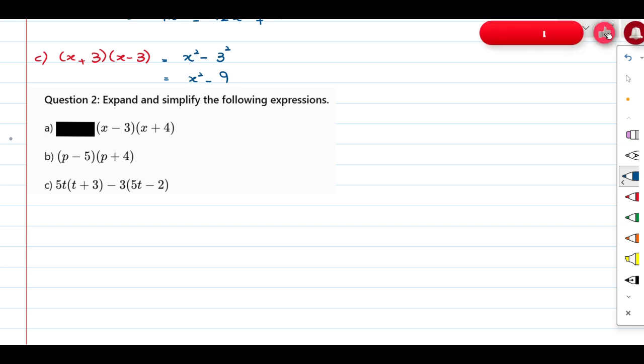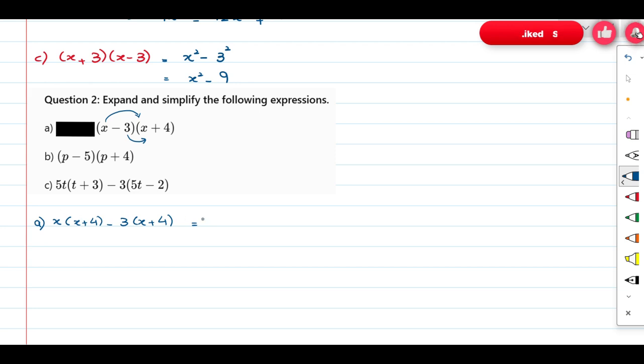Okay, now let's learn some algebraic expressions. So we have question number 2: expand and simplify the following algebraic expressions. Before we used the algebraic identities, and now we are solving algebraic expressions. There are three different examples. Let me start with part A. We need to simplify and expand. Expand means this x is expanded onto this bracket and this negative 3 is expanded onto this bracket. So x on x plus 4, and minus 3 on x plus 4.